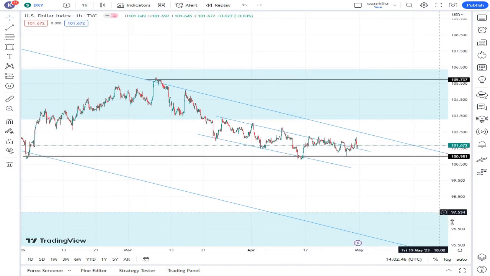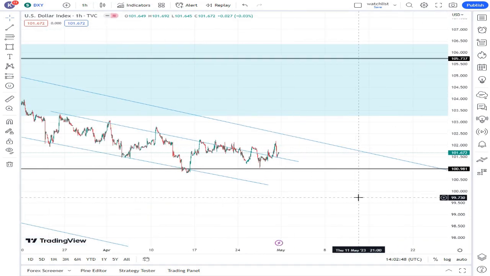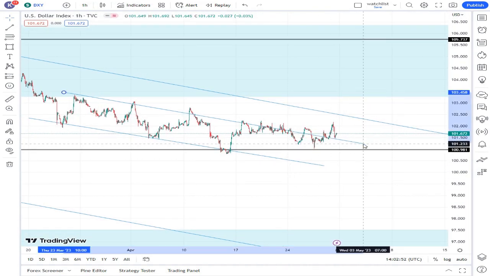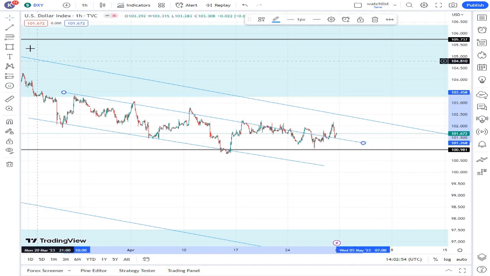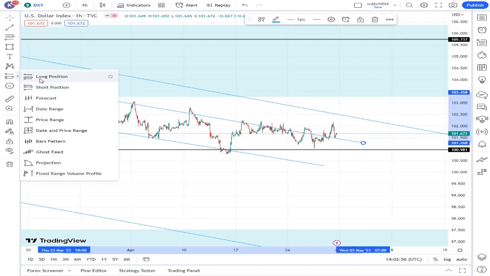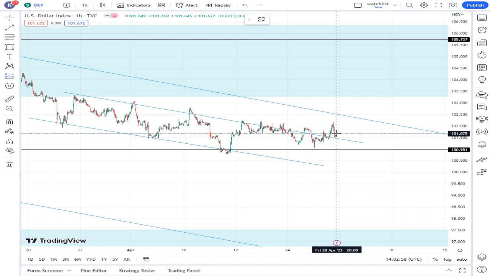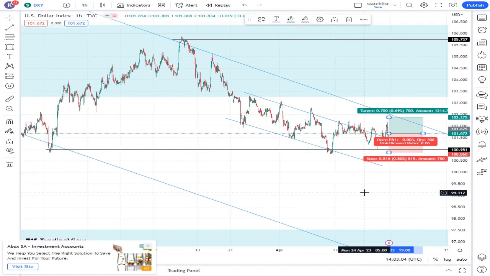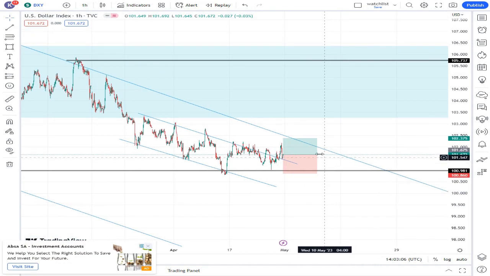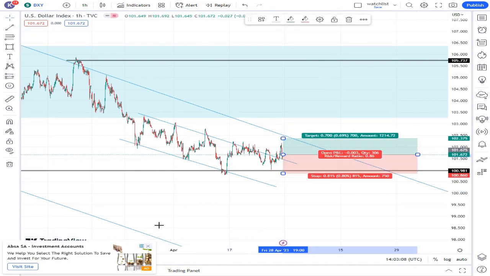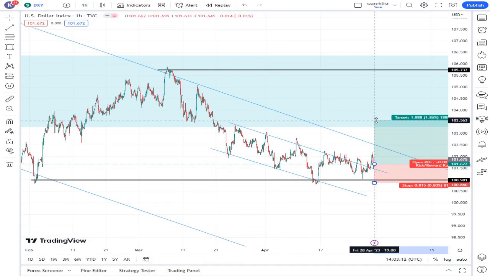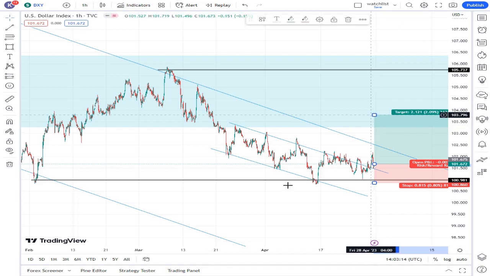Looking at the current market structure, what I would do is, let me just take out my prediction tool here. I would give this dollar index a try there, plot my stop loss just below this level right there, and this would be where I exit the trade. But remember, we're not trading the dollar index. We just want to see the strength of the dollar in the coming weeks.